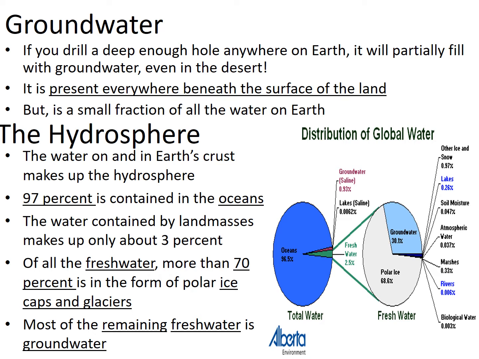Of all the freshwater, more than 70% is found in the ice caps and glaciers, and the remaining freshwater is groundwater. Only about 3% of it makes up water above land.